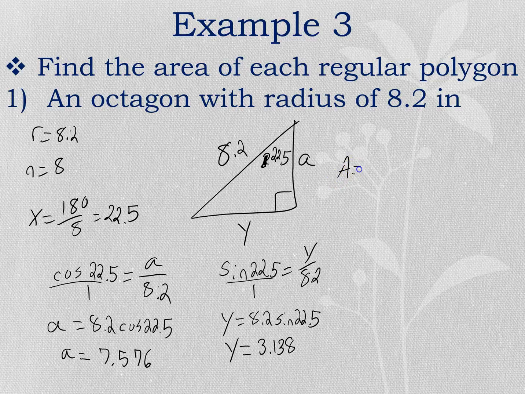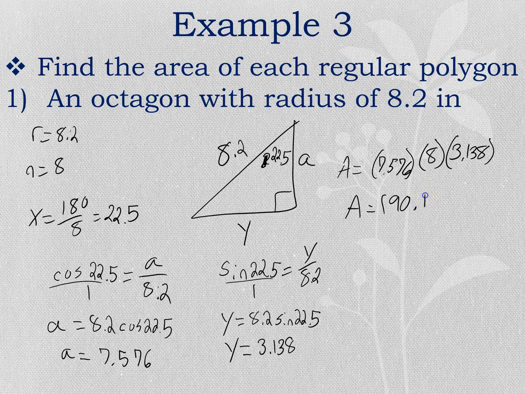So our area is the apothem, 7.576, times the number of sides, times the side length, times y, which is 3.138. So again, making sure you're using the exact values for those two, not typing them in, just using the exact variable. We get 190.183 inches squared.